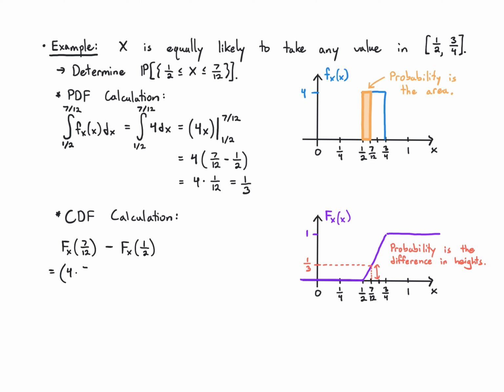Plugging in, I would get 4 times 7/12 minus 2, because you remember we had 4x minus 2 for the CDF in that region. And then I can plug in again, 4 times 1/2 minus 2. So I get 7/3 minus 2 is 1/3. So they give the same answer, just different ways of calculating the same thing. Use whichever is more convenient.